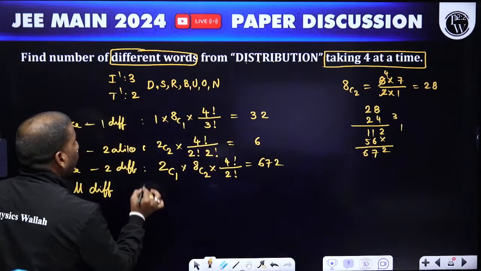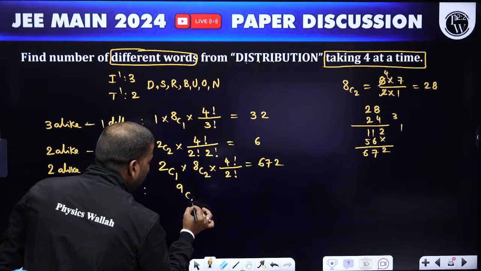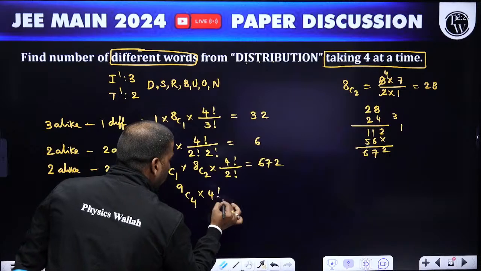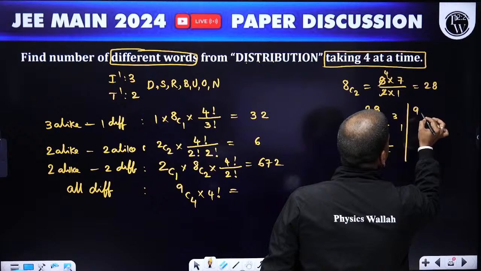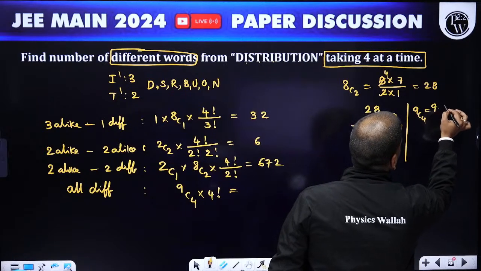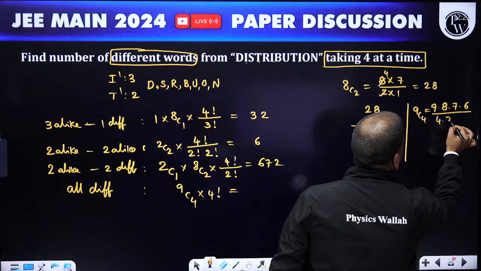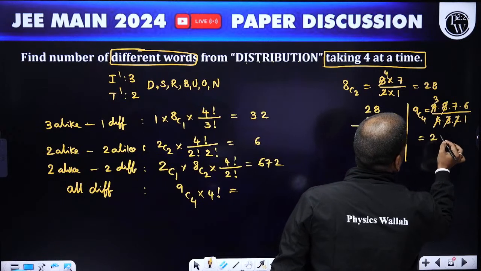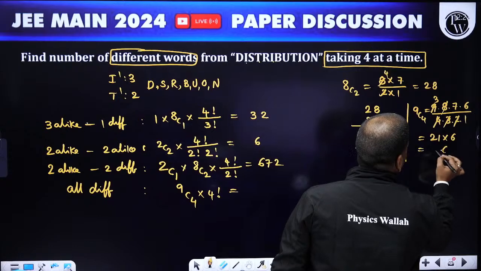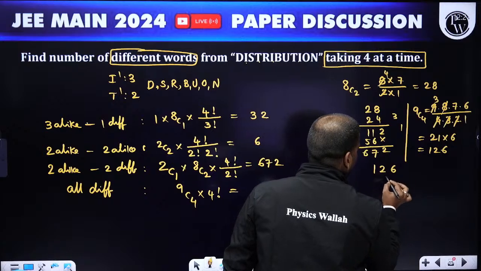Next, all are different. How many different? 7, 8, 9. So 9, 9C4, 4 factorial. 9C4 into 4 factorial. So how do you write the 9C4? 9C4 calculate 9, 8, 7, 6 over 4, 3, 2, 1. 4 2s are 8. So 3 here 3 times. So 21 times 6, that means 126. And 4 factorial is 24. So 126 times 24.